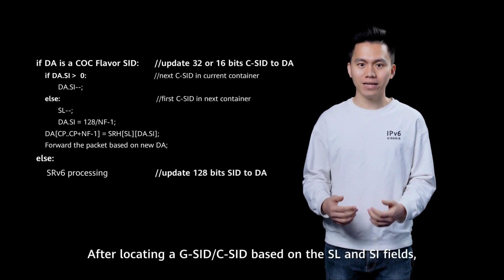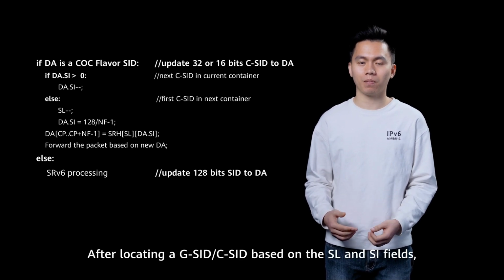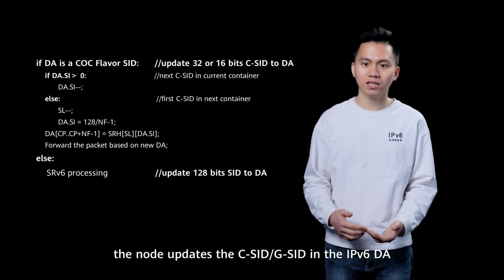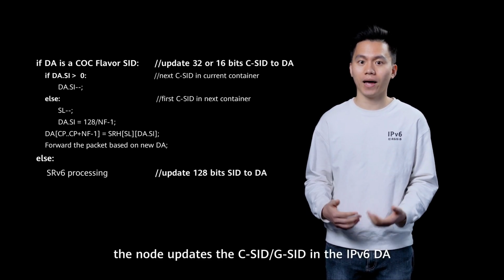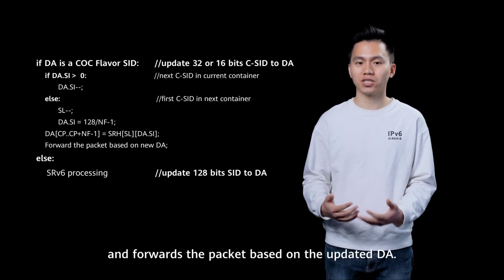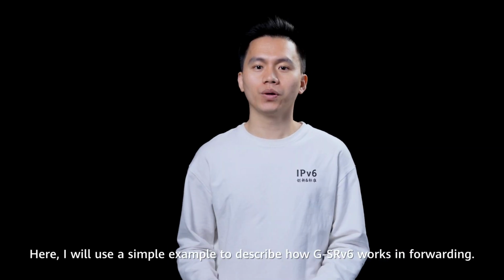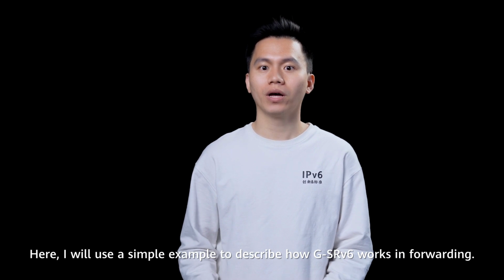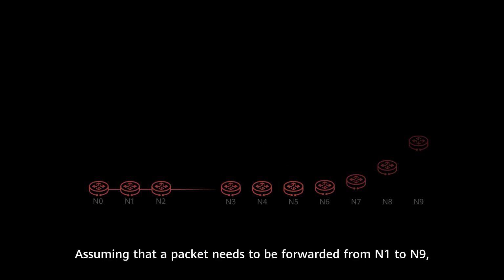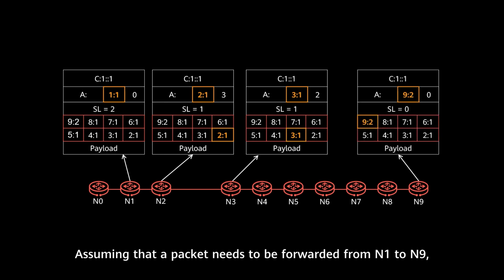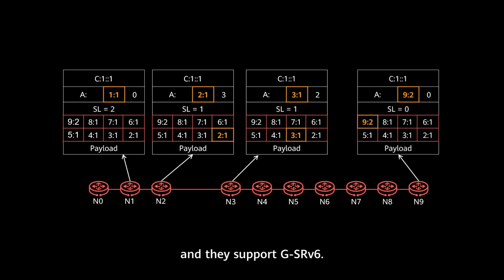So after locating a G-SRv6 seed in the SRH, we can update the seed to the IPv6 destination address, and then we can forward the packets based on the updated destination address. Here, I will use a simple example to describe how G-SRv6 works in forwarding. Assuming that a packet needs to be forwarded from node 1 to node 9, and they support G-SRv6.